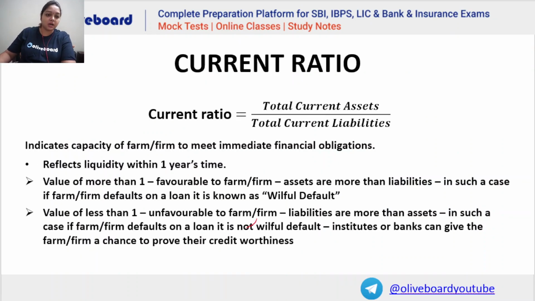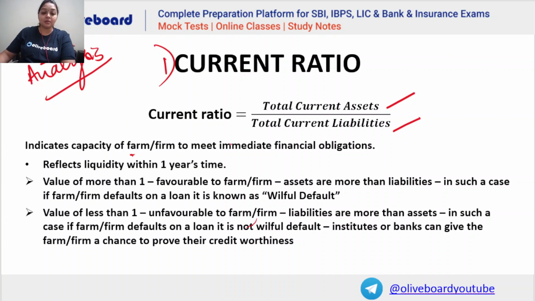Now we are going to start ratio analysis, right? So there are 7 ratios that you need to know. Well, the first one is current ratio. So what is the formula for the current ratio? Total current assets by total current liabilities, right? So it indicates the capacity of a firm to meet immediate financial obligations. Immediately, if there is some expenditure, is it going to be able to pay it? Is it going to be able to sustain, right?